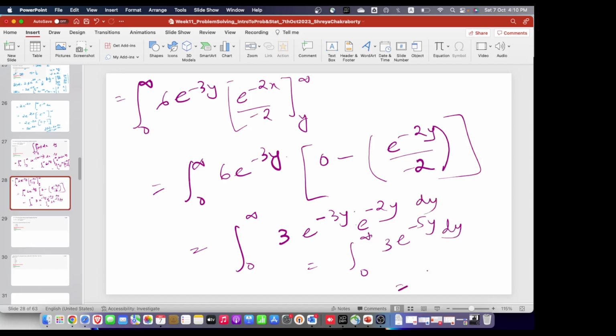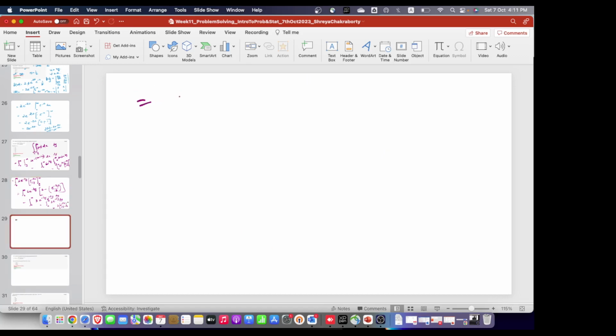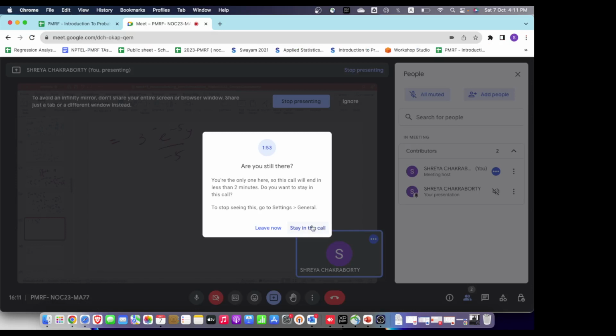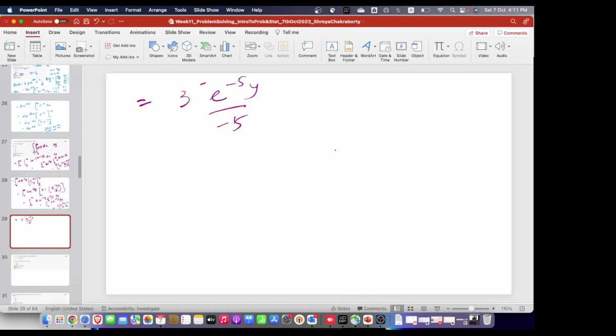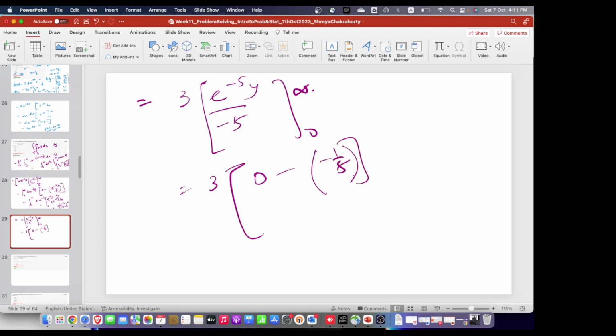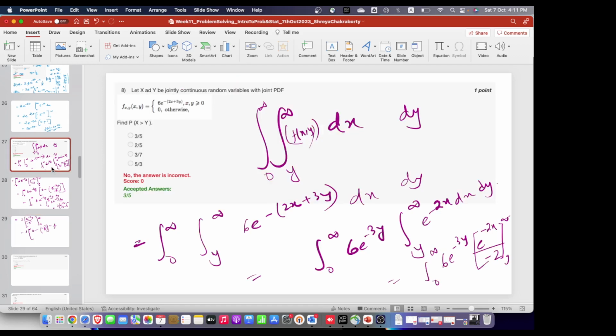Alright, so here we will have 3e to the power minus 5y by minus 5 from 0 to infinity. It will be 3 times 0 minus of minus 1 by 5. So we will have 3 by 5, and that is the answer.